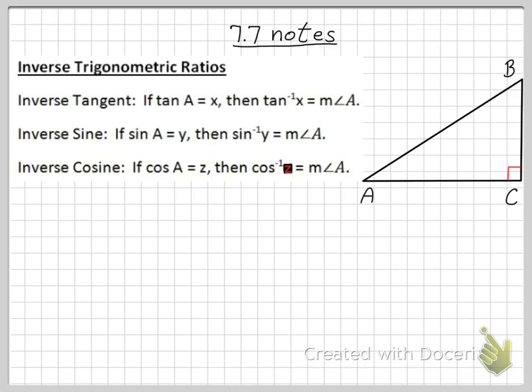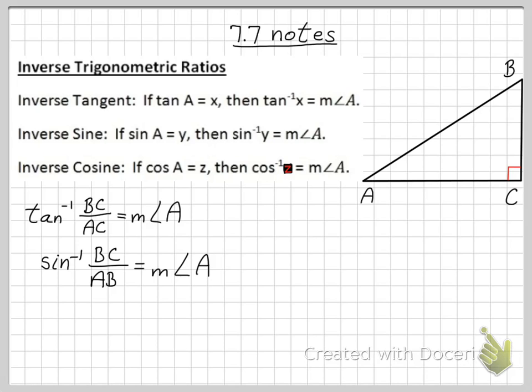If you have a right triangle, of course, remember this only refers to right triangles, then the inverse tangent of BC divided by AC is equal to the measure of angle A. And also, the inverse sine of BC divided by AB is equal to the measure of angle A, and the inverse cosine of AC divided by AB is equal to the measure of angle A.